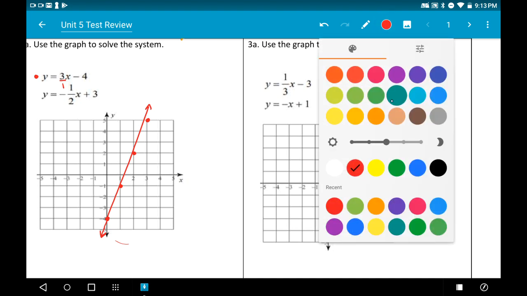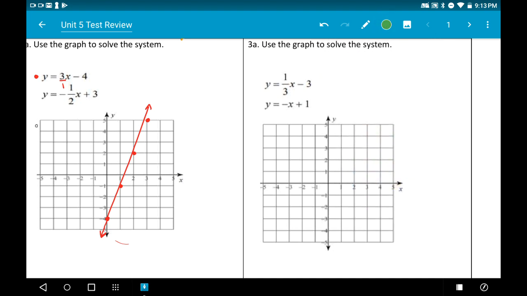Now our next one, I'm going to do in green. So this one, our intercept is at positive 3, so that's where I'm going to start. And my slope is negative 1/2, which means I go down 1, right 2. Down 1, right 2. I could also go up 1, left 2. So now that it fills my whole graph, I'm just going to draw the line.